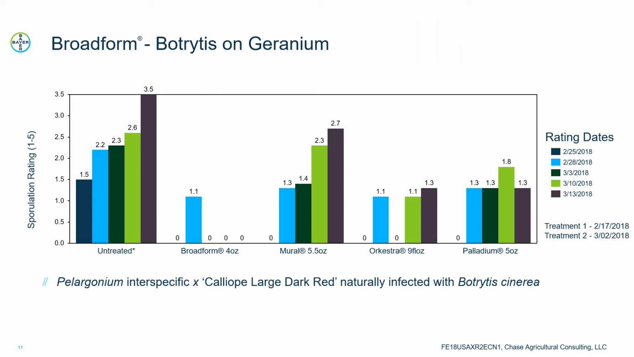Dr. Chase evaluated sporulation of botrytis on 5 different rating dates. Broadform treated plants only showed sporulation of botrytis on 1 date, and sporulation rating values were lower than Mural, Orchestra, and Palladium. Broadform completely controlled botrytis while there was still sporulation on the later rating dates for all the other treatments.